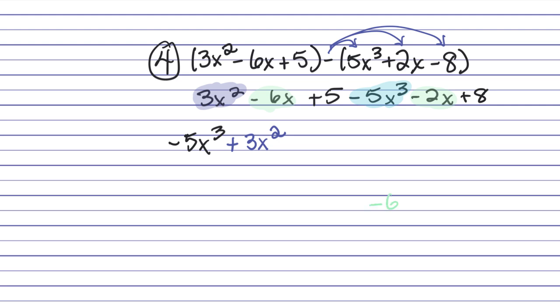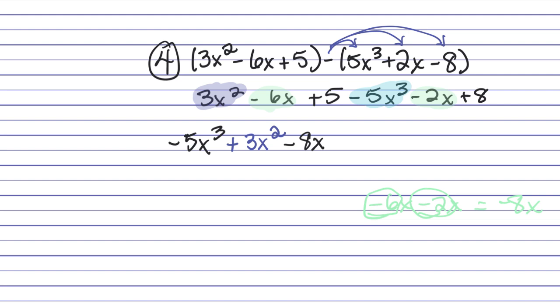I'm going to have a negative 6x and a negative 2x. So if I combine a negative 6 and a negative 2, together I have a negative 8x. So I'm going to come back over to my work, and right there I'm going to write down a negative 8x. So all together, when I combine those two, I get a negative 8x.